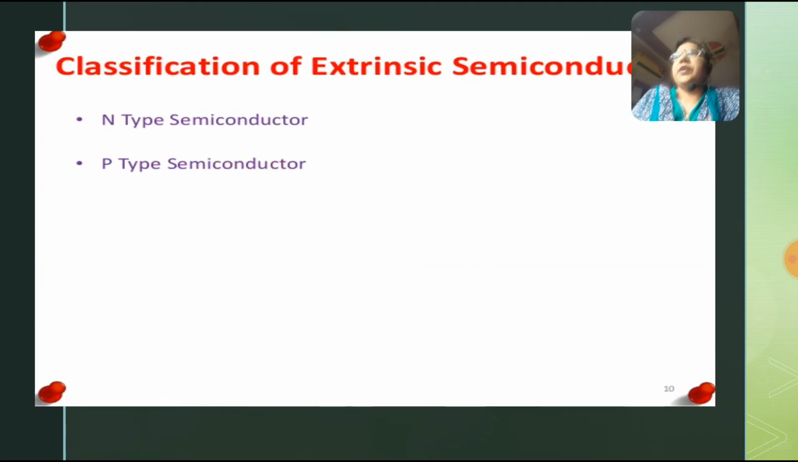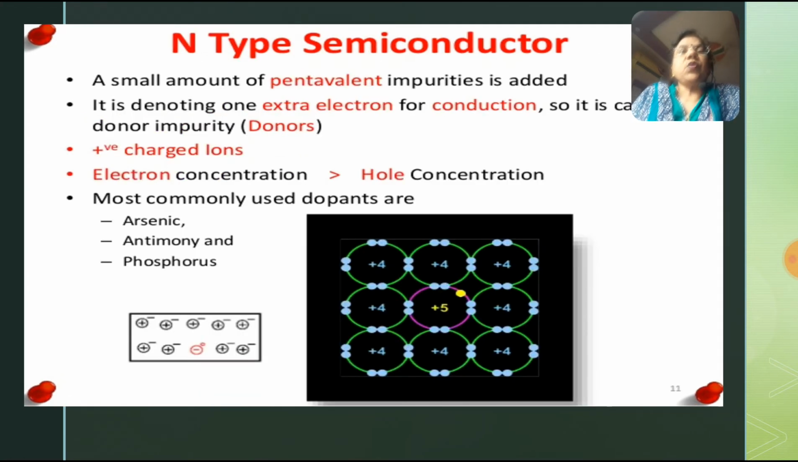Now after the doping process, the extrinsic semiconductor which is formed is again classified into two types. One is N-type semiconductor, the other is P-type semiconductor. Why their names are N-type and P-type, that we will see now. A small amount of pentavalent impurity is added, so it donates one extra electron for conduction. So it is called a donor impurity. So it is a donor.